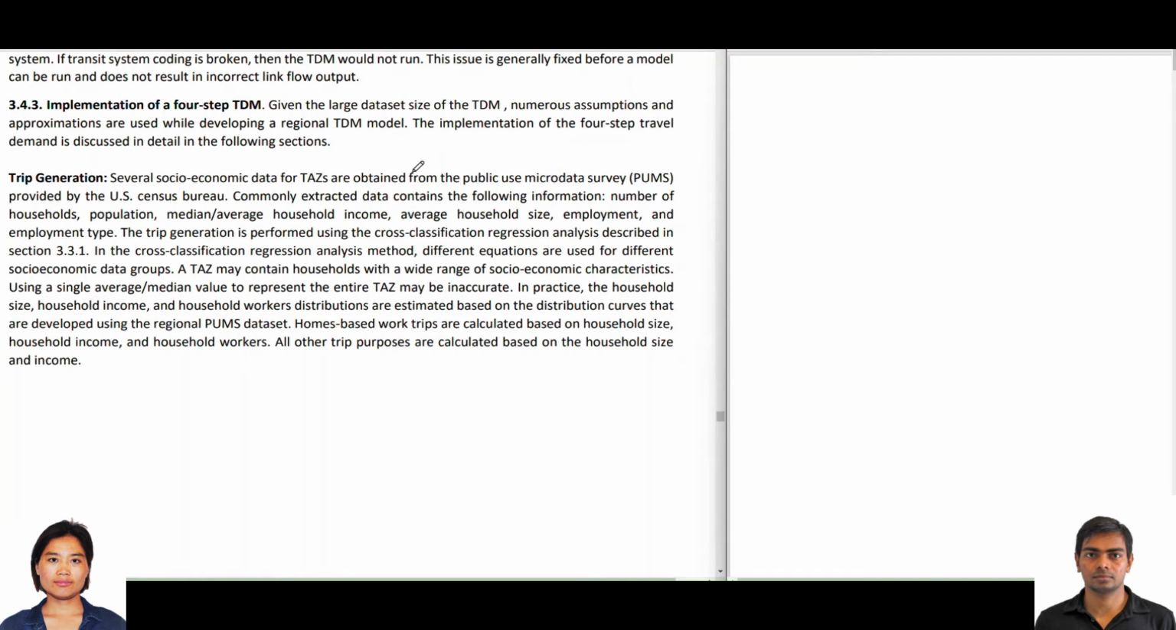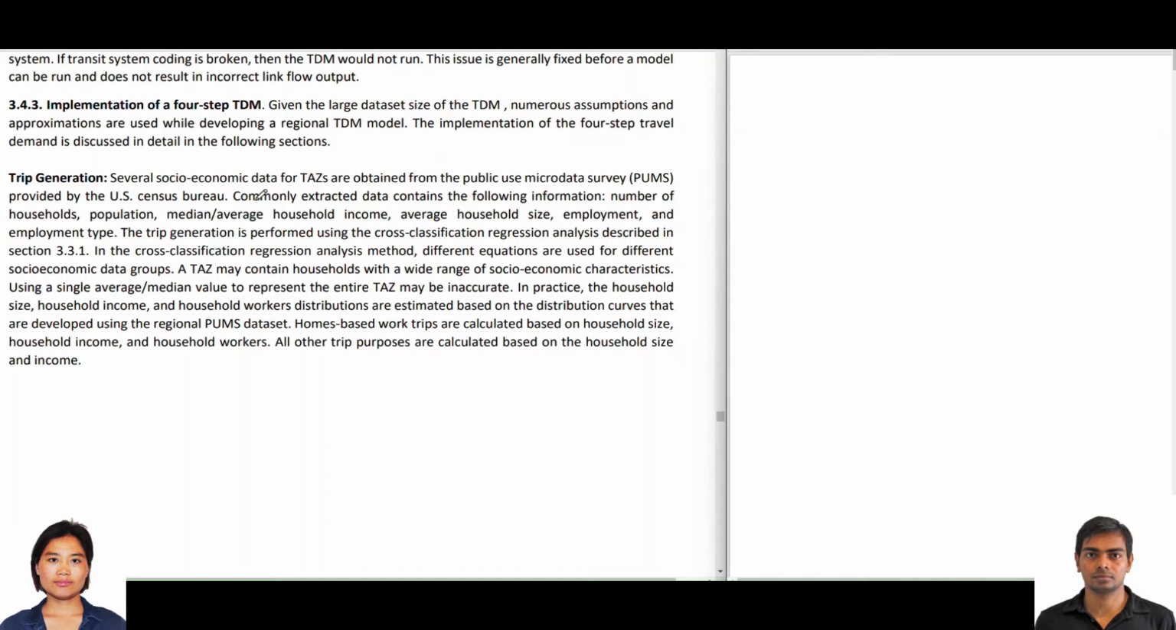So far we have looked at the theory of the four-step travel demand model, then we looked at what kind of database is used to build the models, and now in this section we will look at how the four-step travel demand model goes from theory to practically going into the actual MPO travel demand models.